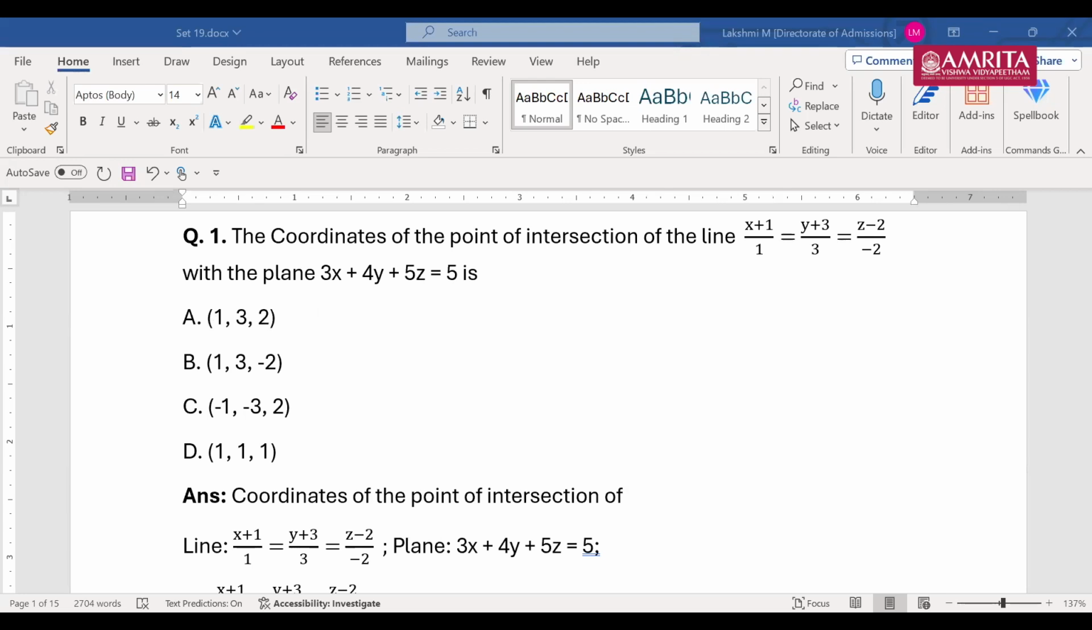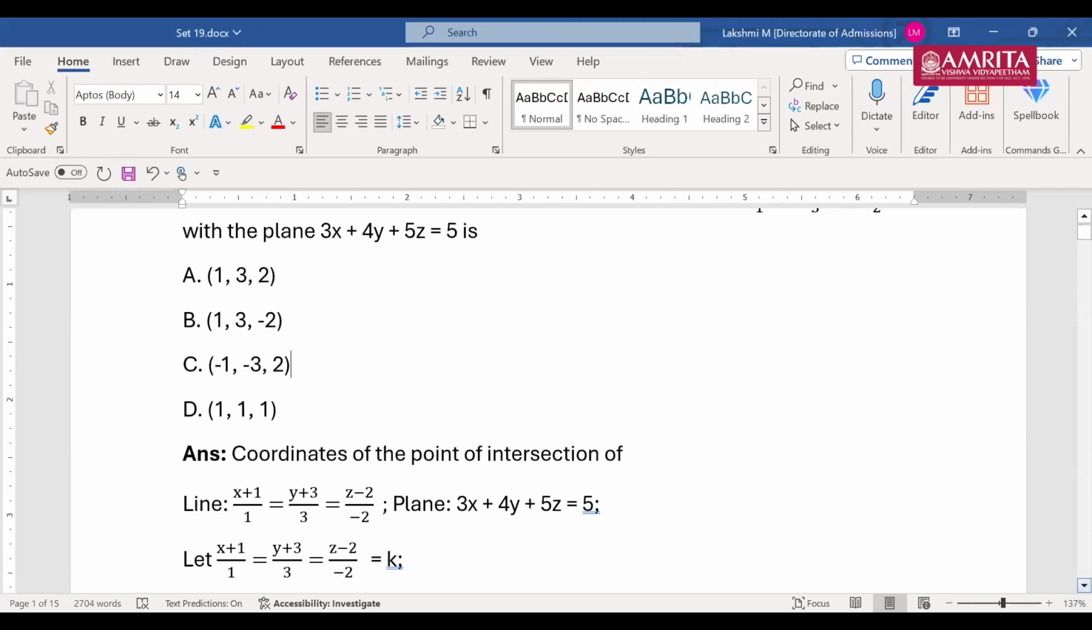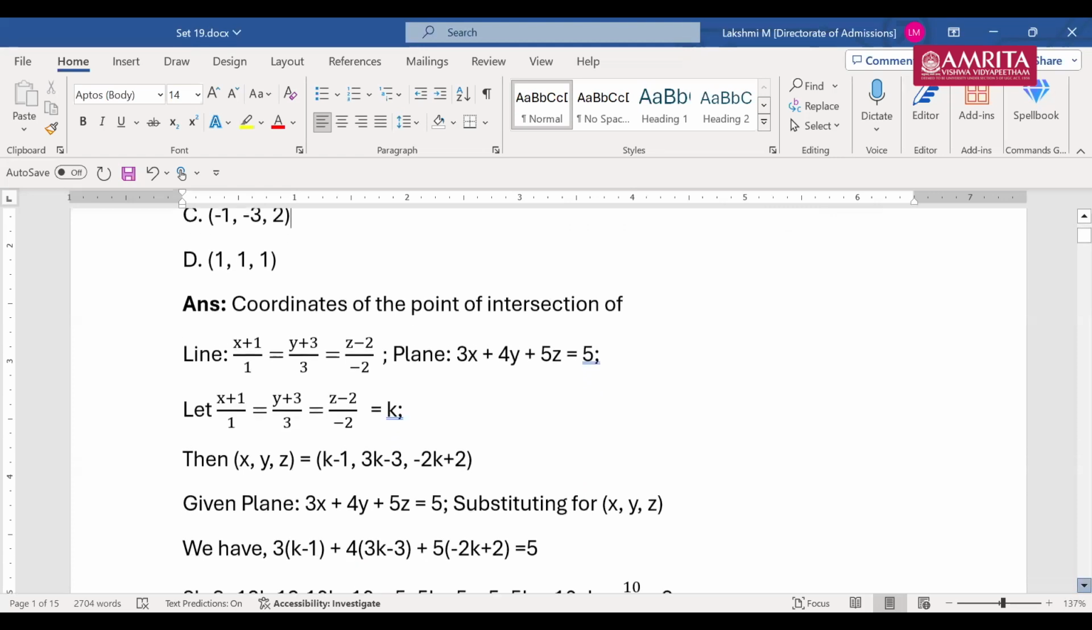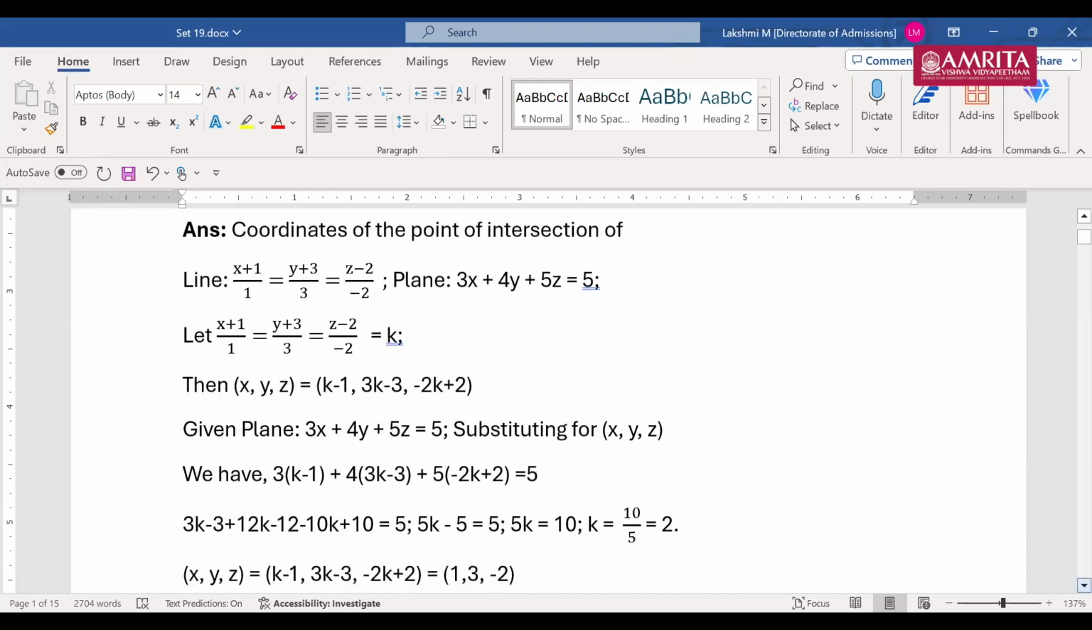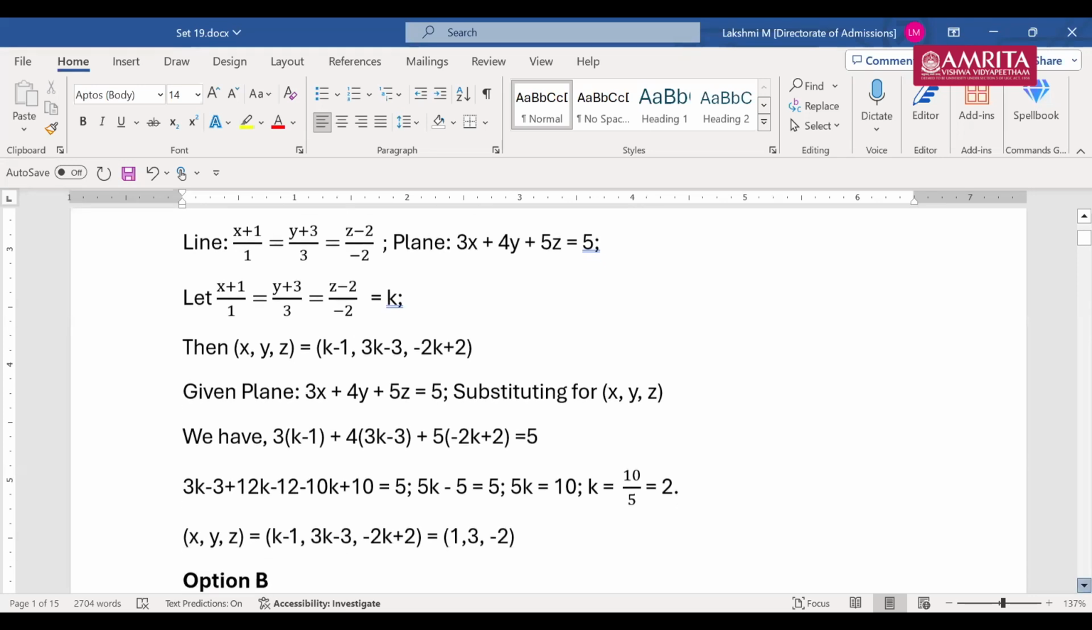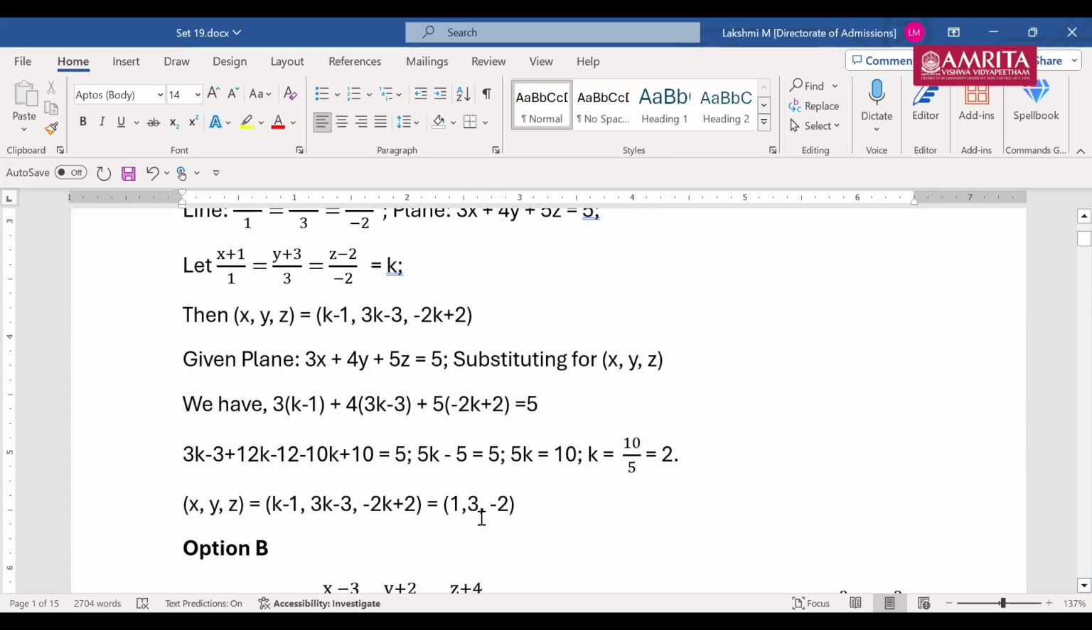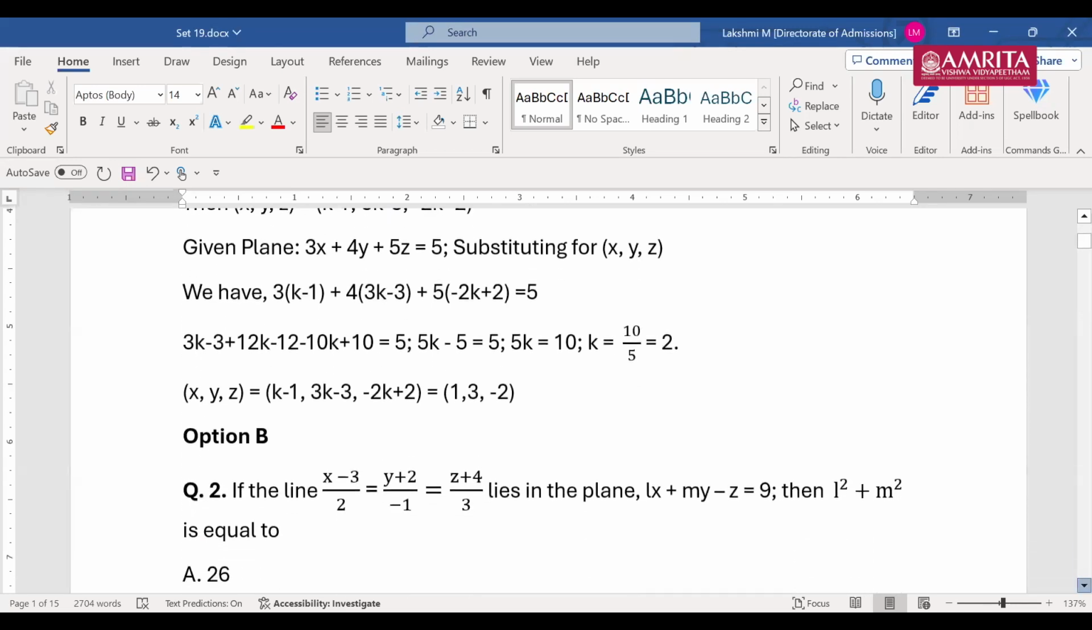So in order to find that, I have the line, I have the plane. When I'm equating, I'll be able to find the values of x, y, and z. That is already there in the plane, so I'll be able to put those values in place of x, y, and z. So if I have those values, I'll be able to find out k. Then I'll be able to find the values of x, y, z. That's the point that the question is asking you to find out. I think you have been doing this type of questions in your textbooks also.